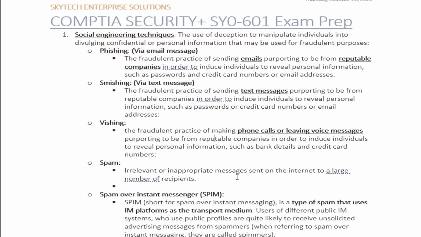All right, the next concept we want to look at is vishing with a V. So we came from phishing, then we did smishing, and now we're doing vishing. That's the right way to say it. All right, so vishing here is the fraudulent practice. As you see, these are the same definitions. The only things that change are the method they're using to reach you, right? So the fraudulent practice of making phone calls or leaving voice messages purporting or pretending to be from a reputable company in order to induce you, the individual, to reveal personal information such as bank details or credit card numbers.